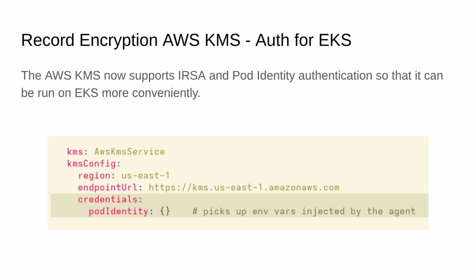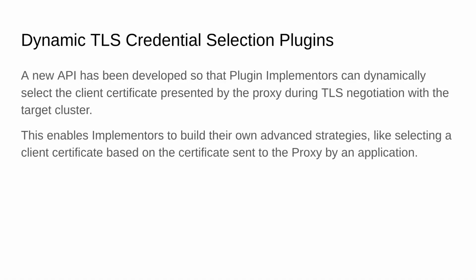Now over to record encryption. In the AWS KMS, we've had some new authentication mechanisms added by the community. So we now support IRSA and pod identity authentication on EKS so that it can be run more conveniently on EKS. Back into the heart of the proxy, we've had a new API added for dynamic TLS credential selection plugins.